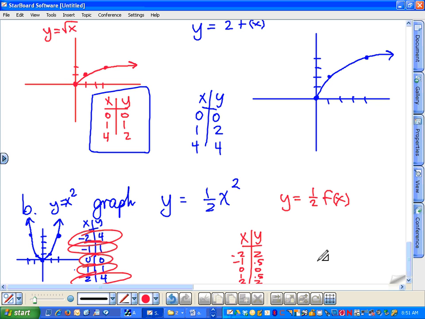By the way, what kind of effect is this? A vertical stretch or vertical compression? Compression. So if you can imagine that parabola over there in blue and somebody taking it with their hands and smashing it down vertically, it's going to look to be a little bit fatter, right? Or more wide.